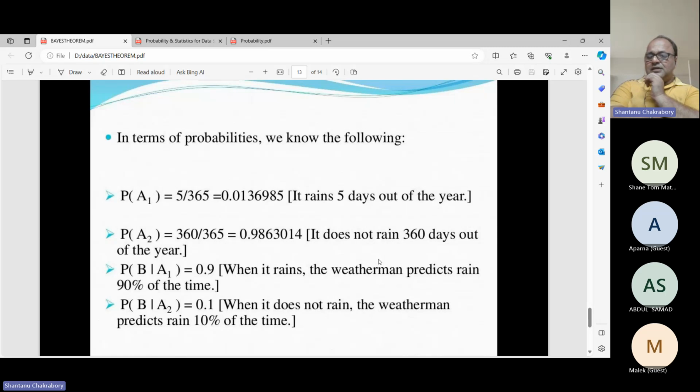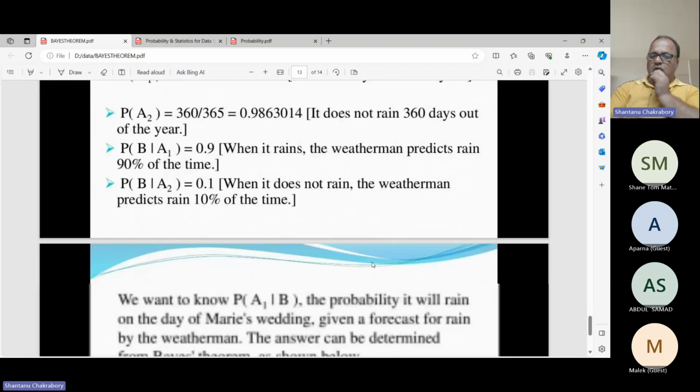Since the wedding is taking place in a desert, when it rains, the weatherman predicts rain 90% of the time. So P of B given A1 means, when event A1 has occurred, what is the probability of event B, that the weatherman predicted it will rain? When it does not rain, the weatherman predicts rain 10% of the time, that is P of B given A2. Now we put these values into this formula.